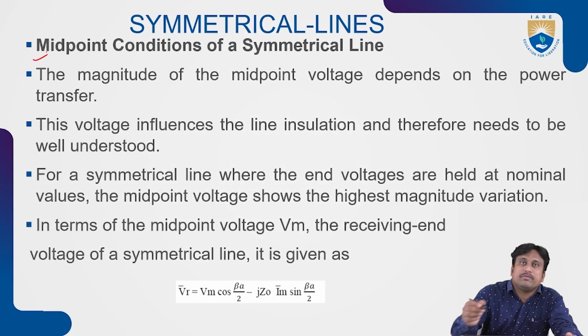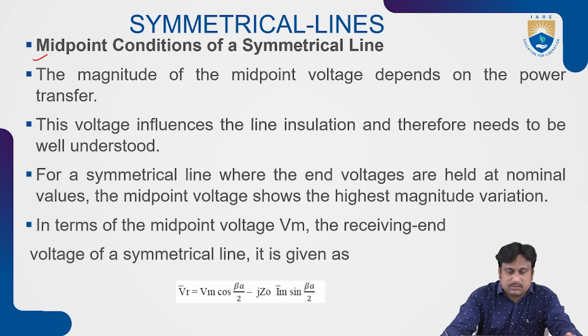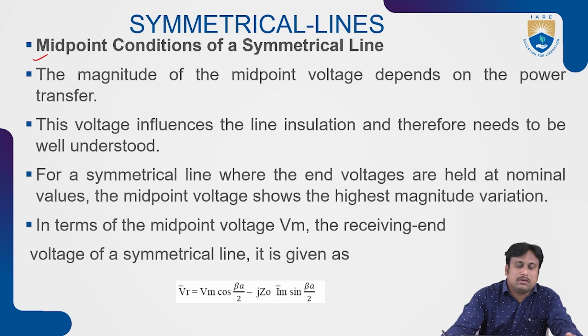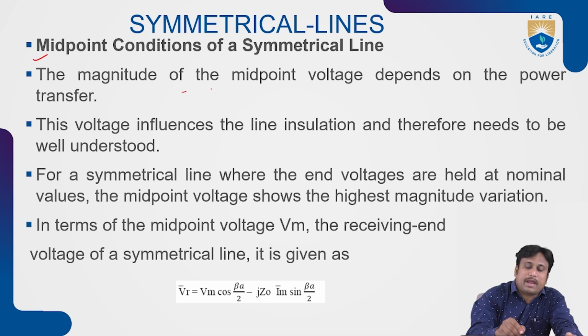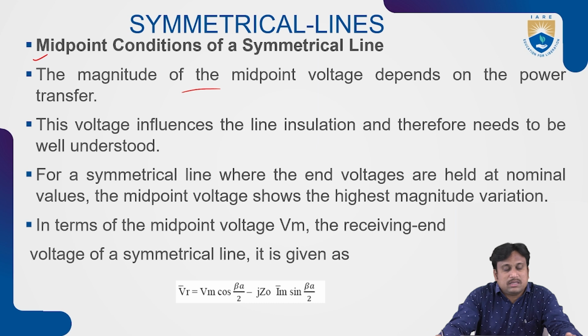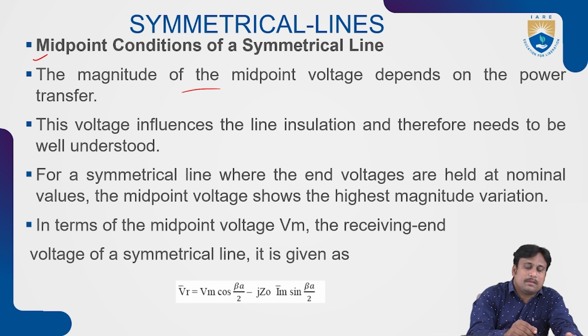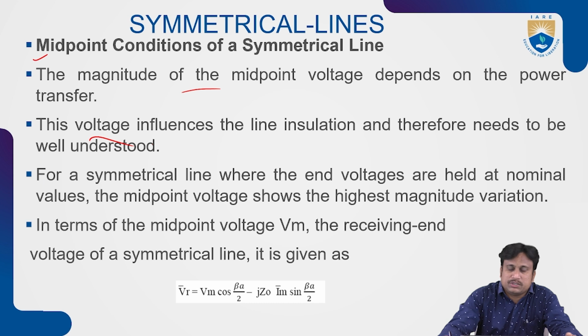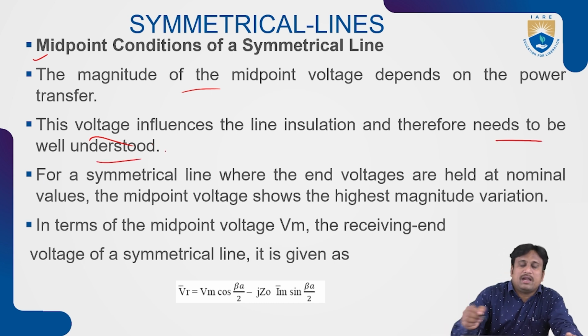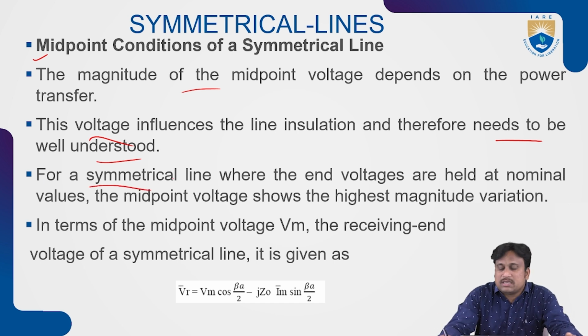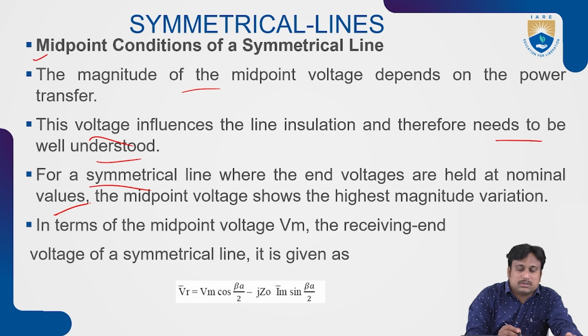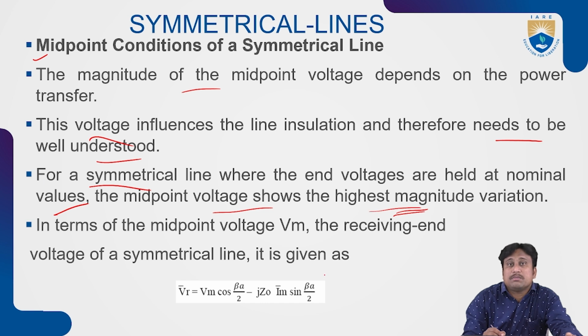One more point we should treat is the midpoint conditions of the symmetric line. The magnitude of the midpoint voltage usually depends on the power transfer. So when treating the midpoint of the line, we treat the power transfer of the line. This voltage particularly influences the line insulation, and it needs to be well understood. For a symmetrical line where the end voltages are held at nominal values, the midpoint voltage shows the highest magnitude variation.